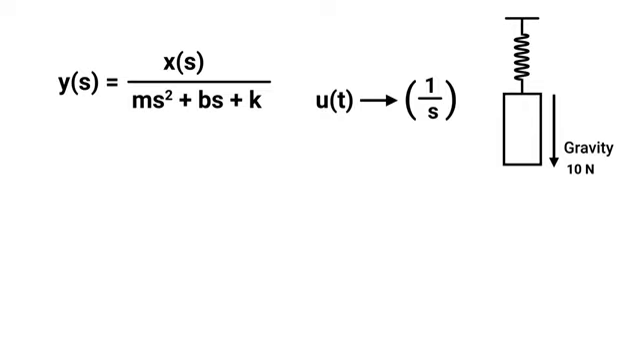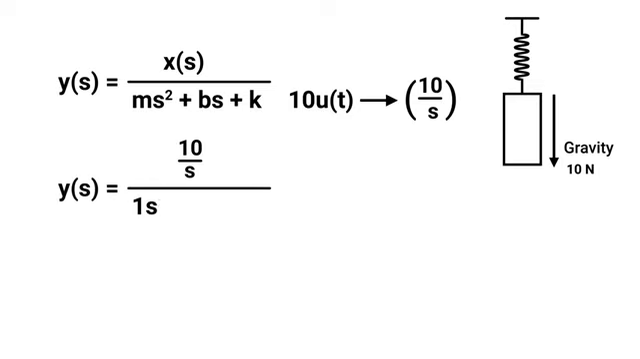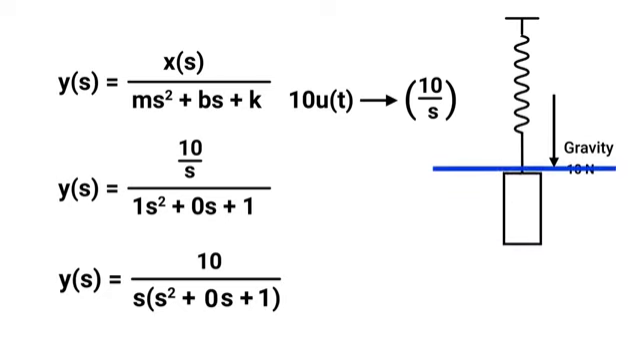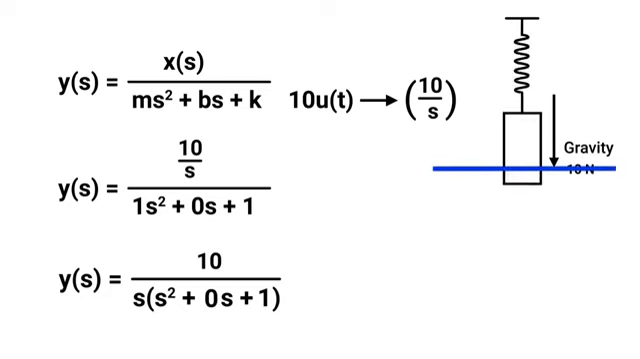Meaning our force 10 u of t becomes 10 over s, which we'll plug in for x of s. Then again, mass is 1, and let's say the damping coefficient is 0 while the spring constant is 1. Then I'll just move the s down to the denominator. Since there's no damping, the spring will oscillate forever around equilibrium, but let's check that this is shown with our Laplace equation as well.